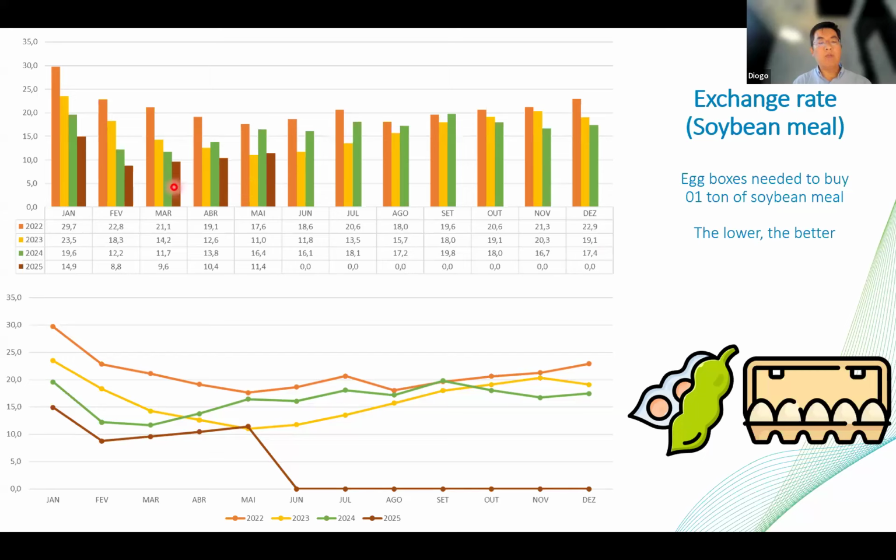But in the same way, what we see is that we can have years where this exchange rate is better. Some years it's not, it's very critical. But at the same time, we see that we have months during the year when this ratio can change or keep some kind of regular behavior over the last years.